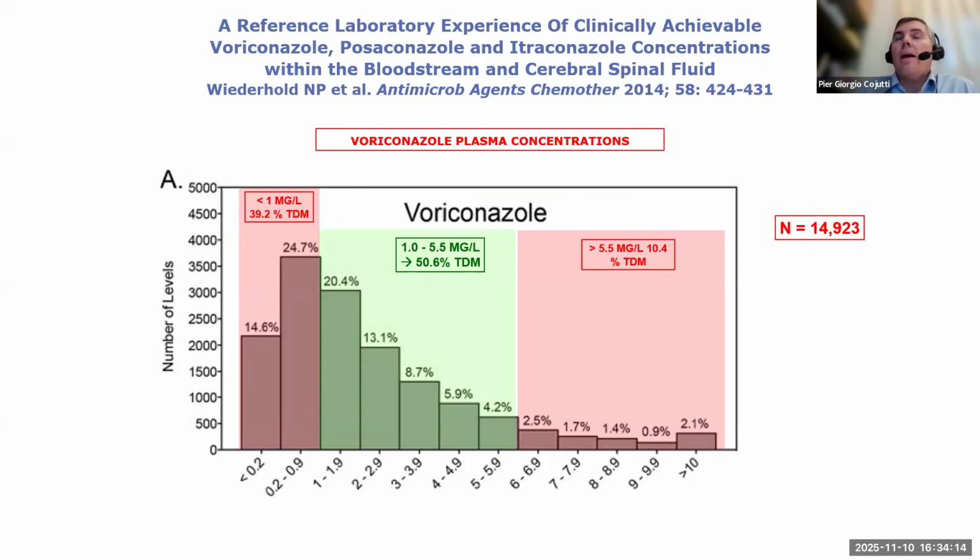This is a report, one, as far as I know, the biggest report we have, accounting for more than 14,000 concentrations taken from a laboratory assessment in the United States more than 10 years ago. And this work gives you a perfect picture of the situation. So you should expect that 50% of the patients are outside therapeutic range when using standard doses, so 4 milligrams per kilogram every 12 hours.